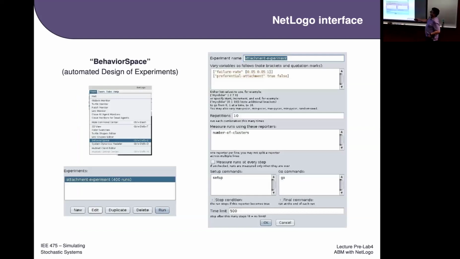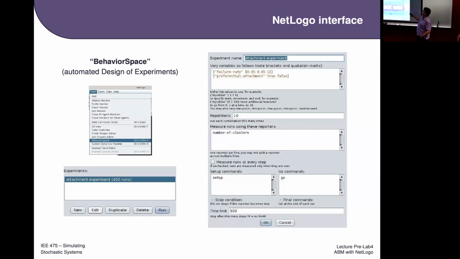And then there's BehaviorSpace, this automated design of experiments. Once you have that front panel, you can go into BehaviorSpace, and you'll experiment with this in lab 4. You can say, all right, I have a failure rate on my front panel. I want to try every failure rate from 0.05 to 1 in steps of 0.05, and it will just generate a long list of those. And for this particular model, this is a network model, I want to try the model with preferential attachment turned on, true, and off, false. It will automatically do the full factorial design.